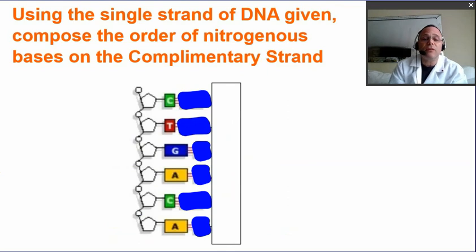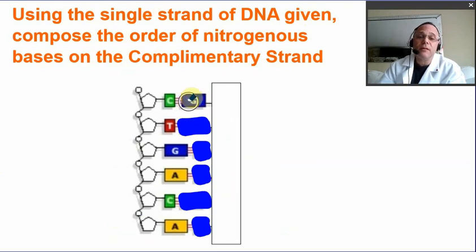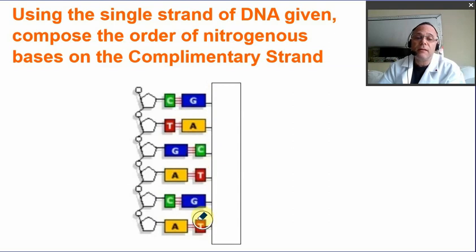All right, so what I'd like you to do is attempt to use the single strand of DNA that's given here on the left and compose the order of nitrogenous bases on the complementary strand. I challenge you to pause, try it, and then start again to see if you're right. So, pause. All right, let's see if you were right. Did you get G, A, C, T, G, and T? I sure hope you did.